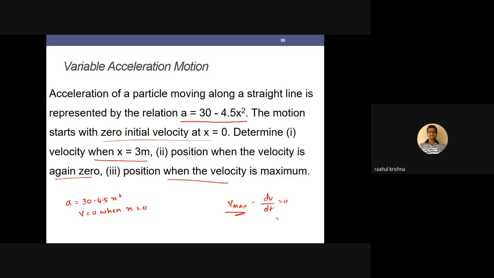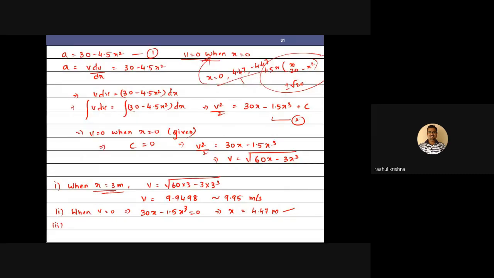So dv by dt is nothing but acceleration. Acceleration becomes equal to zero. So what was my expression here? 30 minus 4.5 x square. So when v equals v max, a equals 0, which implies 30 minus 4.5 x square equals 0. So you can give the value for x. Will you give me the value for x? Along with finding the value of x, I can also find the value for the maximum velocity, just for information. So can you do that quickly and tell me?